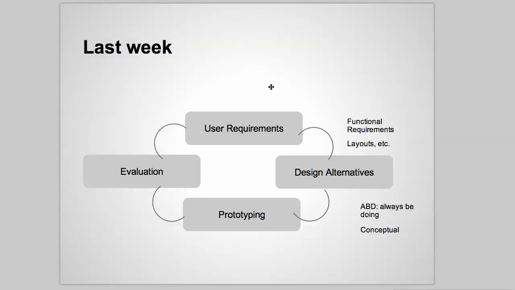And so what's interesting here is that Cooper's not really calling out the design alternatives section very explicitly. He very explicitly says you need to do requirements, you need to do prototypes, you need to evaluate, but he doesn't really use the word alternatives very often.